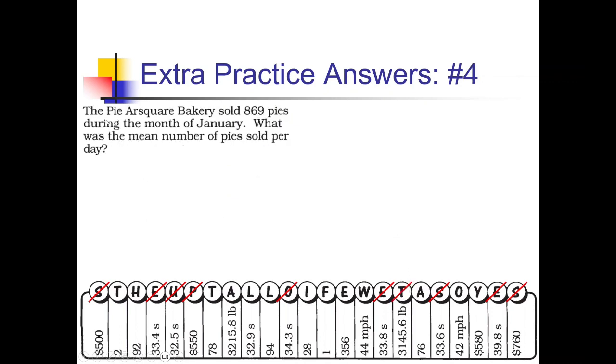For number 4, we have the pi r square bakery. Get it? Like pi r squared, like the area of a circle. Sold 869 pies during the month of January. We want the mean number of pies sold per day.